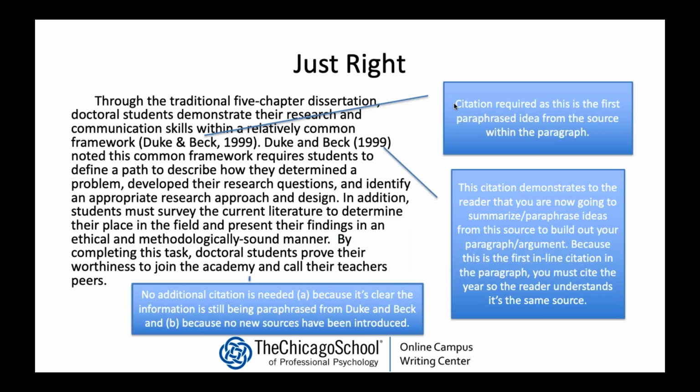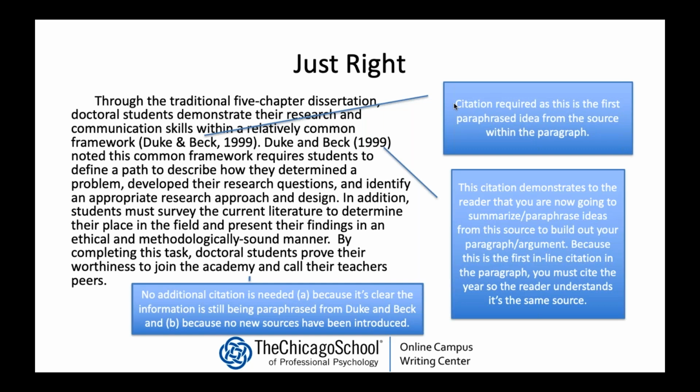Here's an example of a paragraph that properly cites a source that it's summarizing. The first citation is correct. It's added the very first time I use an idea from a source that is not my own idea. Then the next citation, where I pull the author's names in line, provides indication to the reader that I'm going to continue to speak about the same source and build out the paragraph based on that source.